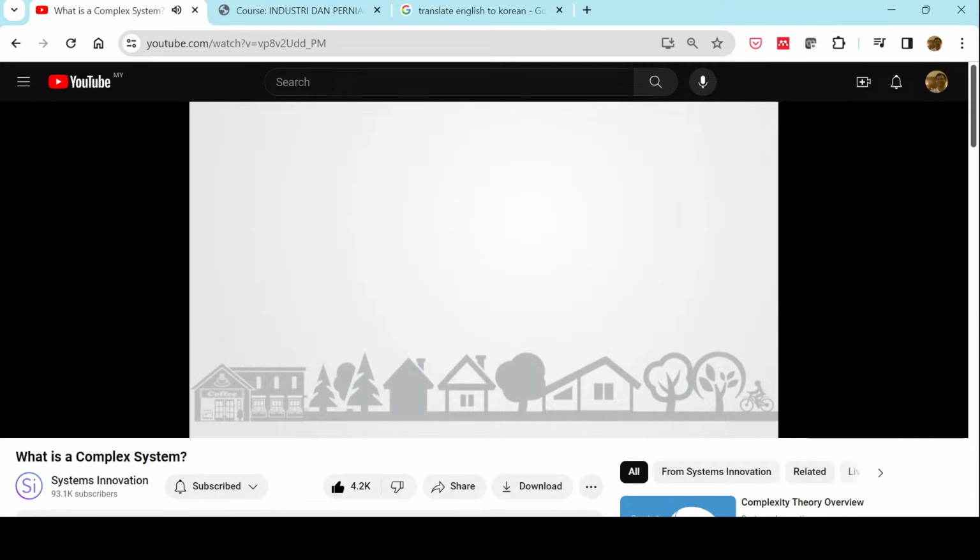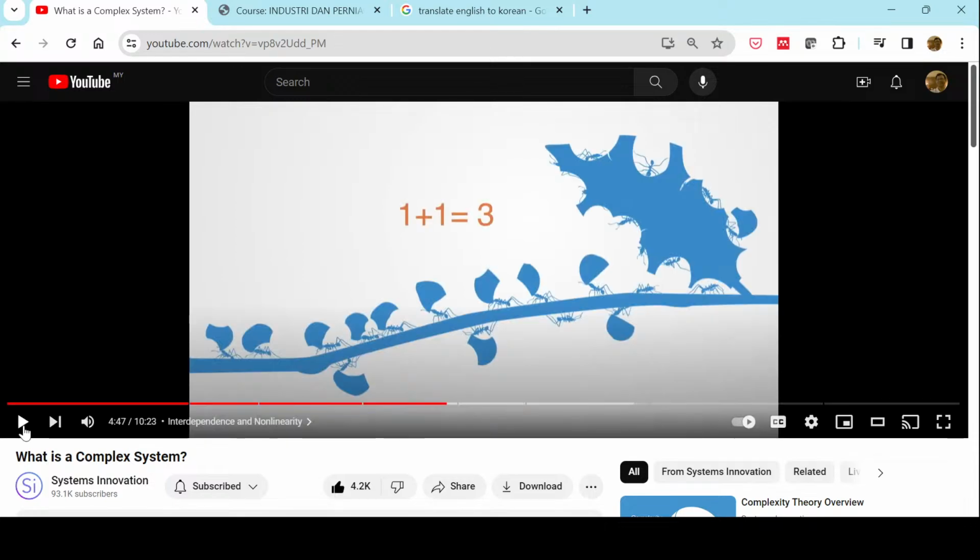Now this 1 plus 1 can be 0. That's the negative canceling. This 1 plus 1 can be 3, not 2, resulting in synergies, which means the output will be far greater than what individuals could accomplish in isolation. Okay, a good example is this.